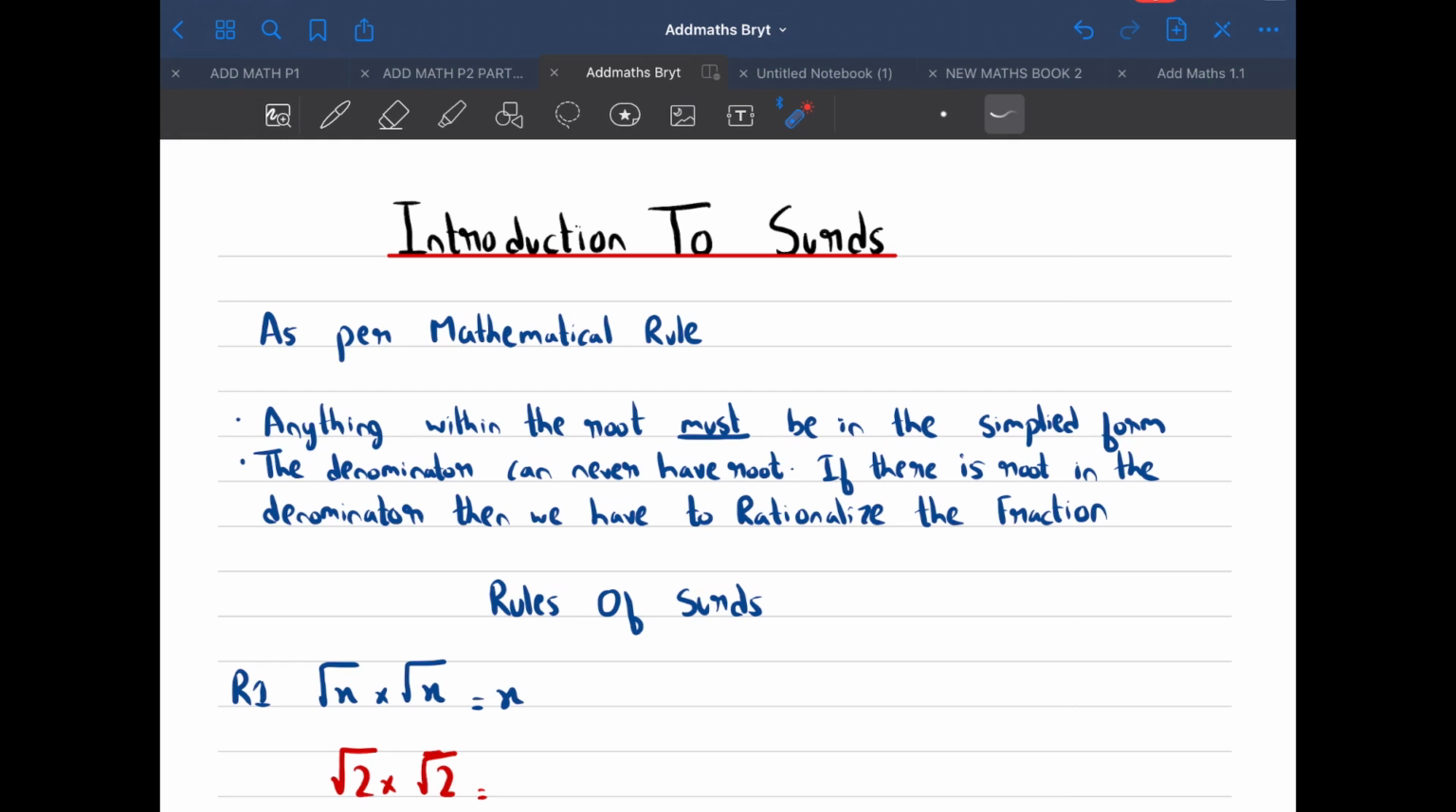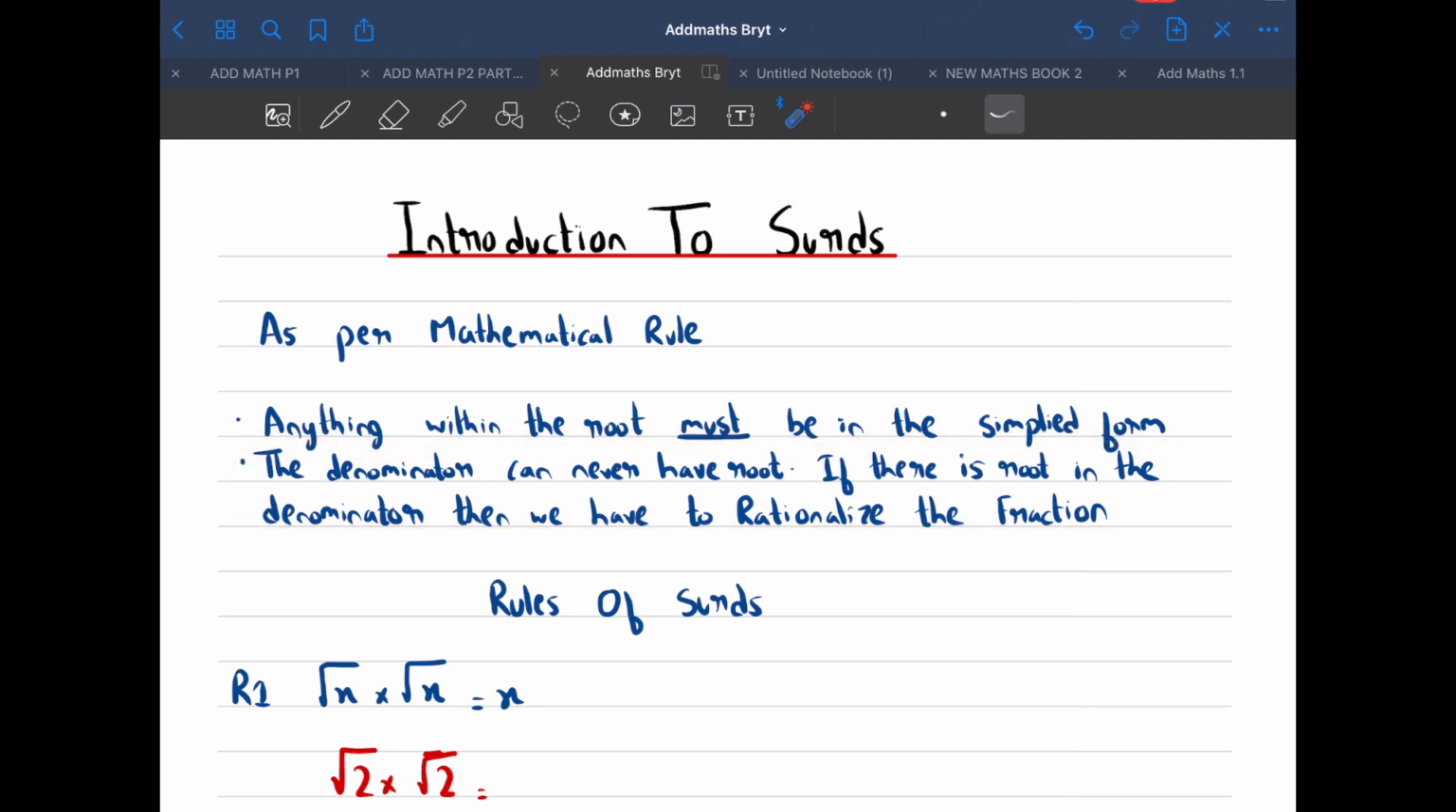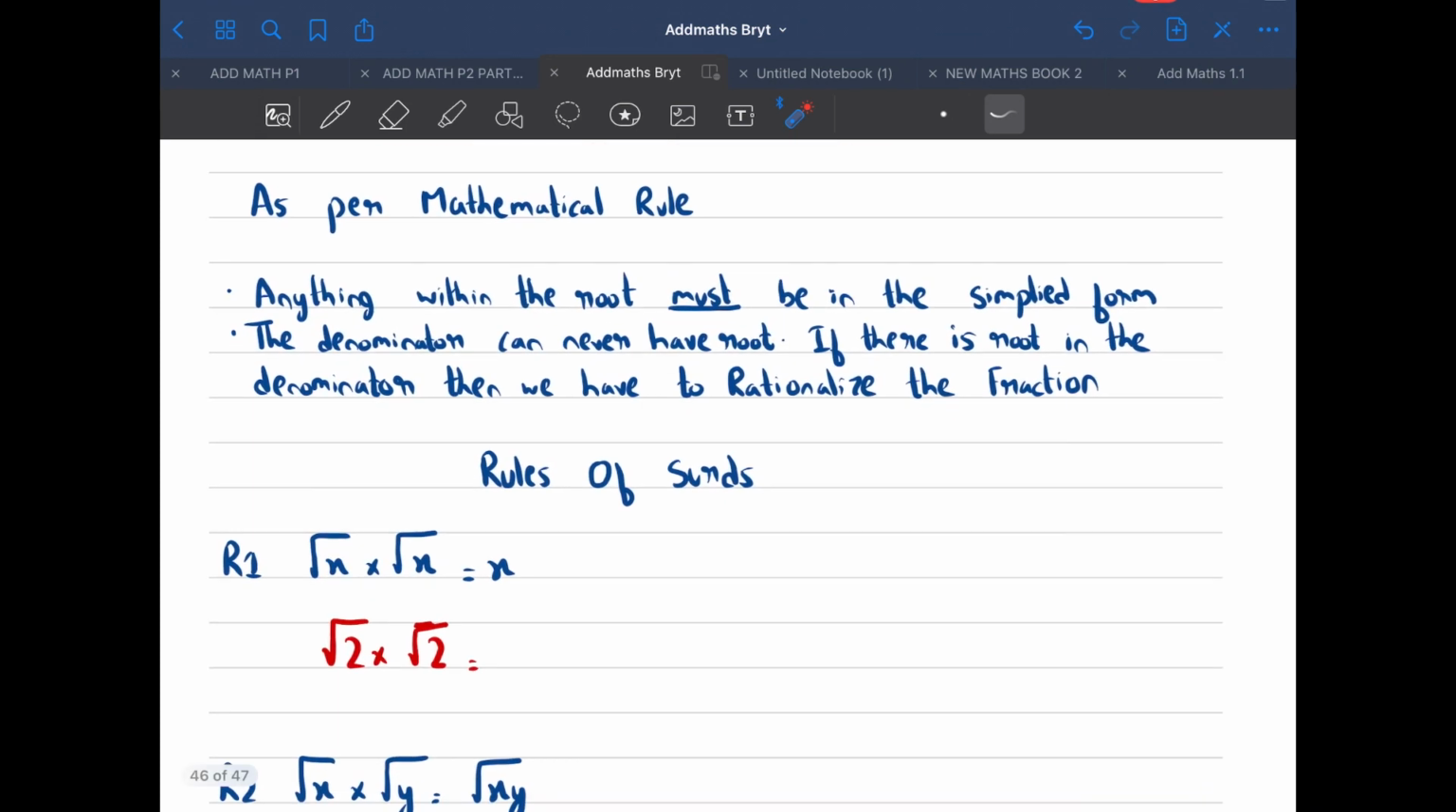If we talk about mathematical rules, there are two things. Anything within the root must be in the simplified form. If that's not done, your answer won't be accepted. The next thing, the denominator can never have a root. If there is a root in the denominator, then we have to rationalize the fraction. So let's begin with the rules of surds.